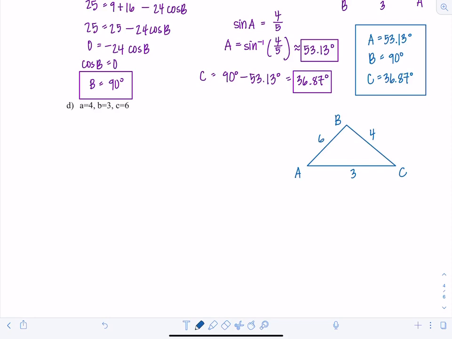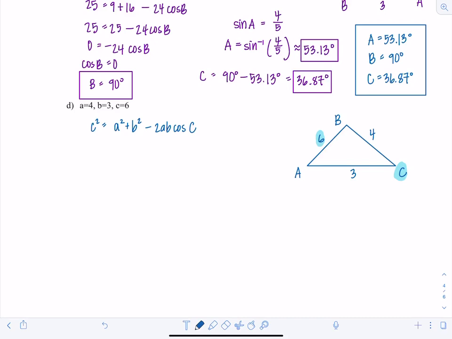Okay, remember, you want to find the largest angle first. Which one's the largest angle? It's the one that's opposite the largest side. So I'm going to find angle C first. Okay, so I'm going to set it up so that I have C squared equals A squared plus B squared minus 2AB cosine of C.